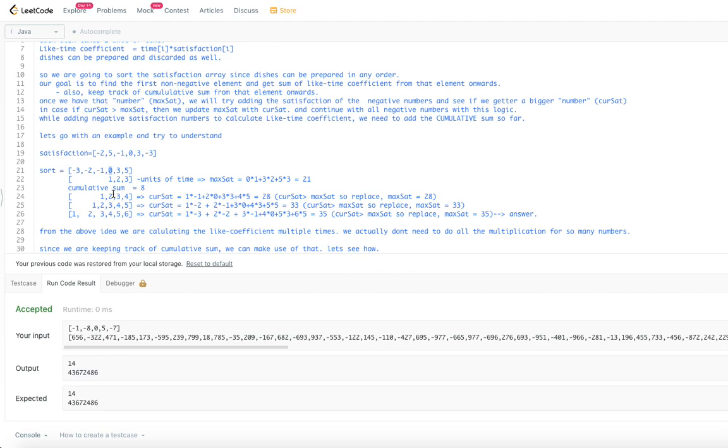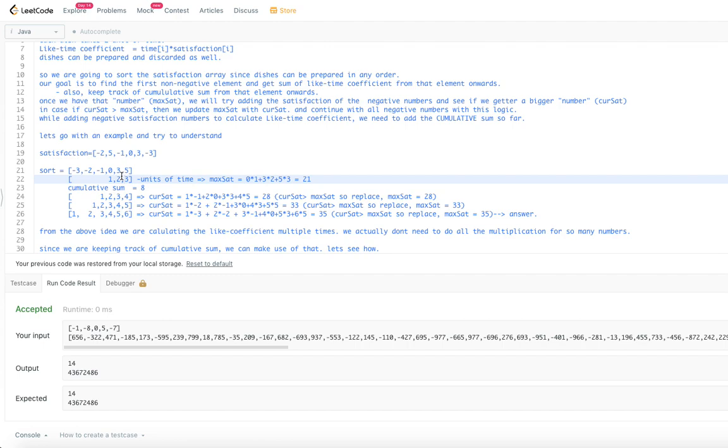So now we are going to start with that number to start calculating the like time coefficient. I have the units of time written down. For 0 I take 1 unit of time, for this I take plus 1, so it will be 2, for this 5 plus 1 it will be 3, so 3 units of time, right. It is not just 3 units of time, but it includes the previous 2 also, because we already know each dish takes just 1 unit of time, but the cumulative thing is what we need.